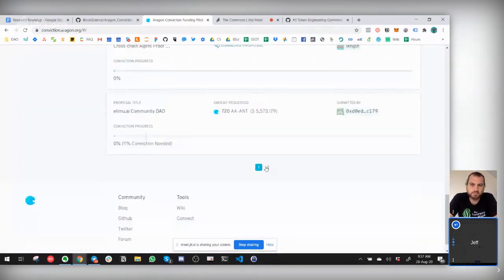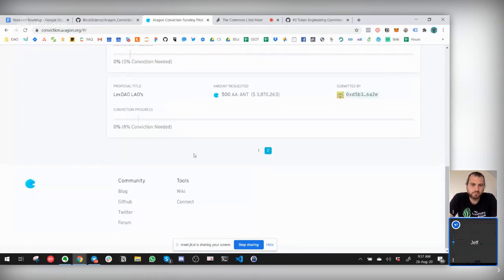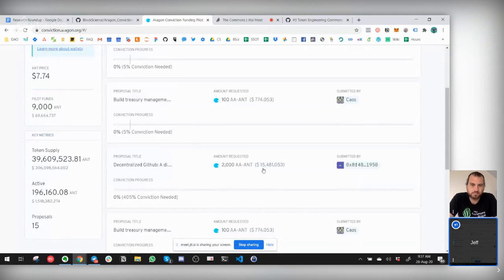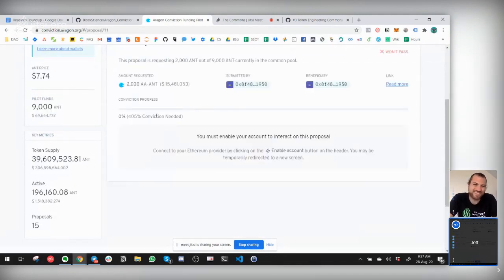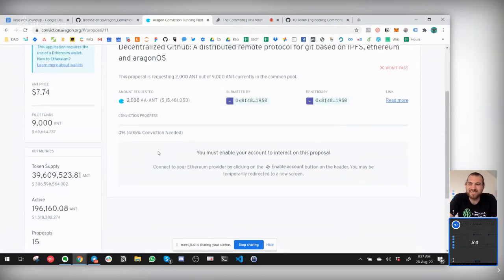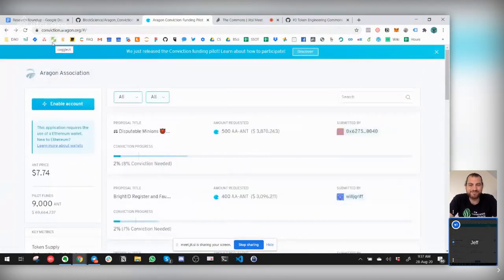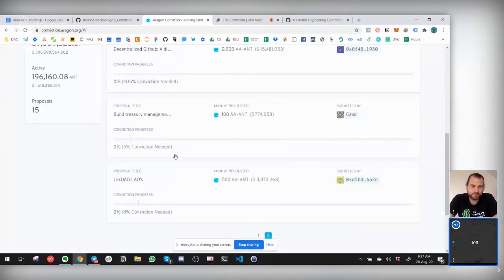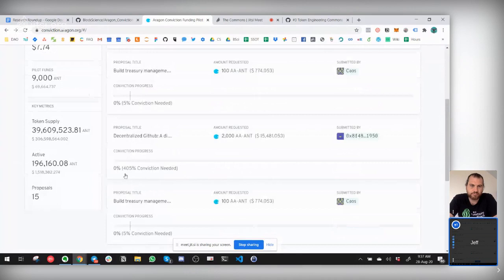Yeah, and there are some pretty exciting proposals out there for a whole bunch of things. So this is a pretty small grants round. Oh wow, there's one that requested a decent amount, 405% conviction needed. That might be a difficult one, but this is part of the point, to experiment with these tools and see where conviction voting differs from traditional voting.